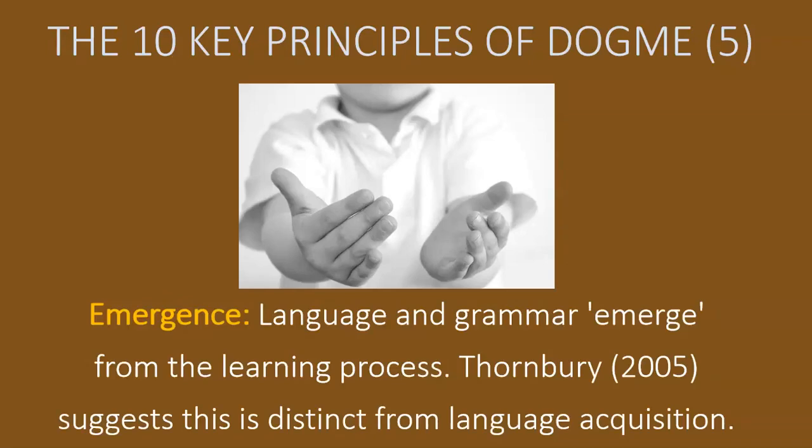5, emergence. Language and grammar emerge from the learning process. According to Thornbury, he suggests this is distinct from language acquisition. Okay, as I said, we will do another video, a longer video, looking at some of the more controversial aspects of this approach. This one's just going to be a short one to give you an overview.